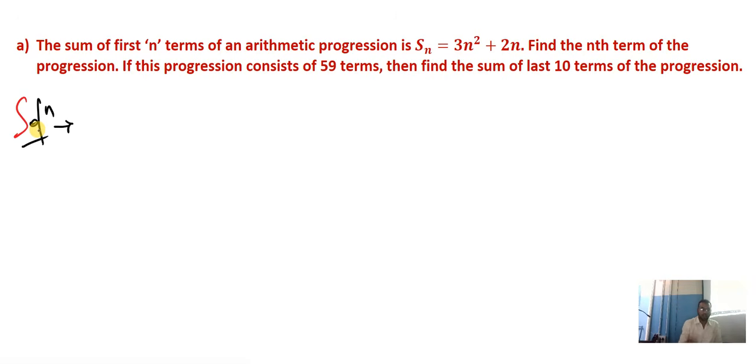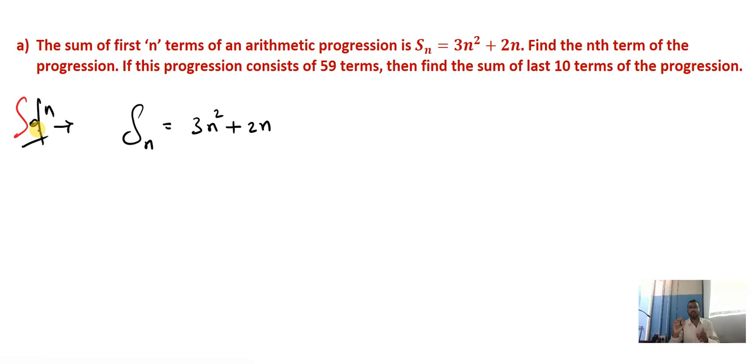Remember this point. The first condition, what it's saying: the sum of first n terms of the progression, that is Sn. Sum of n terms is Sn. Sn value they have given as 3n square plus 2n. This is the value of Sn they have given. Now, if they have given this, forget about the rest of the things. What has to be done?